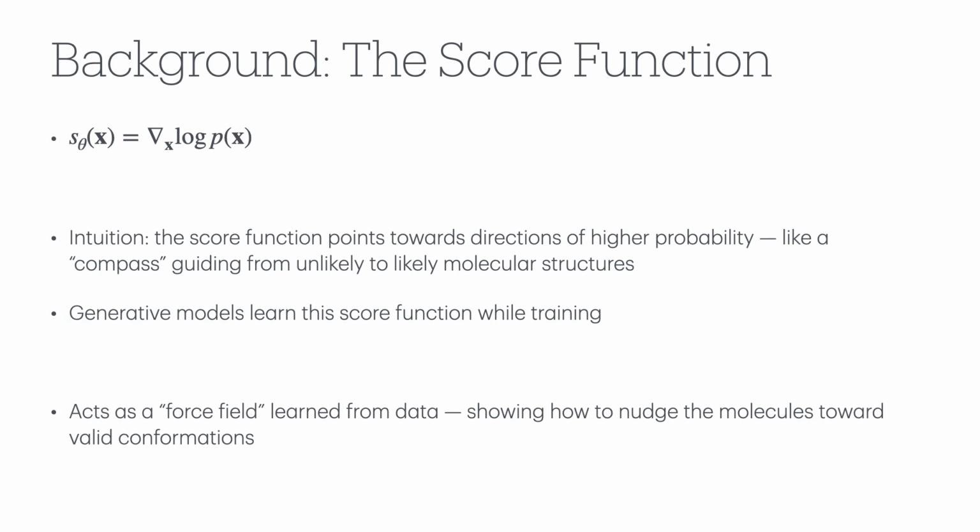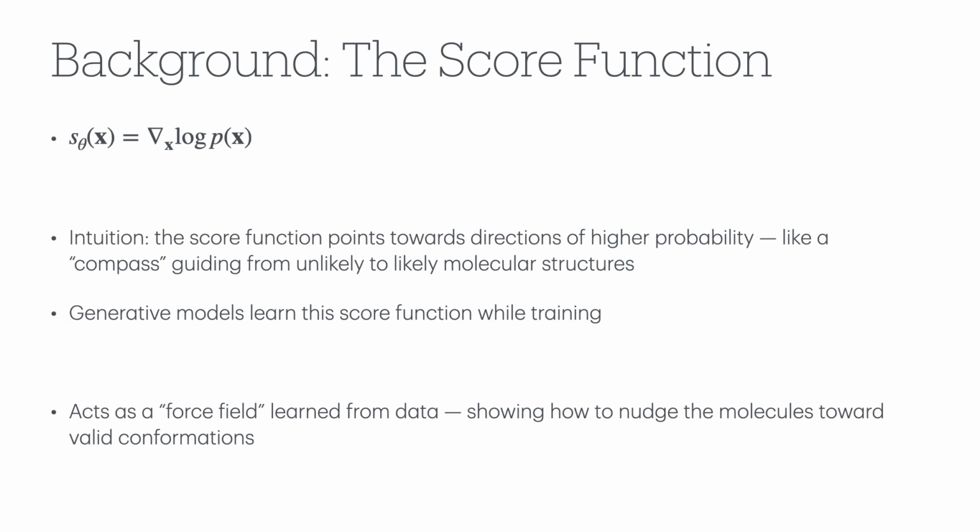This equation seems complicated, but the basic intuition is that the score function is a gradient, so we're getting a vector, pointing towards directions of higher probability. Because we have a gradient of log p of x, it's proportional to the probability p of x. So the score function is pointing towards directions of higher probability, kind of like a compass guiding us from unlikely to likely molecular structures based on what this generative model has learned.